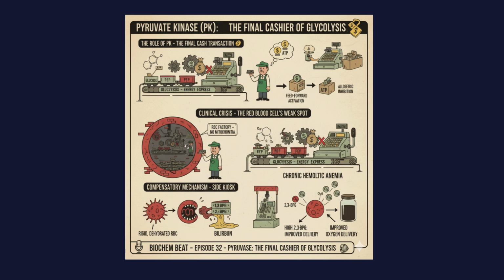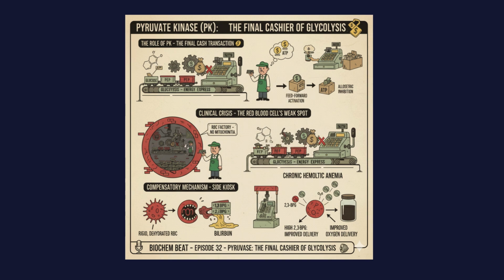PK deficiency is the second most common enzyme deficiency causing hemolytic anemia after G6PD. The result is RBC energy failure. The root cause is that red cells rely exclusively on glycolysis for their ATP. They lack mitochondria and cannot use the TCA cycle. The RBC is a mitochondria-free factory that only uses the energy express line. If the final cashier, that is PK, is missing or slow, the RBC cannot get its final ATP payment.